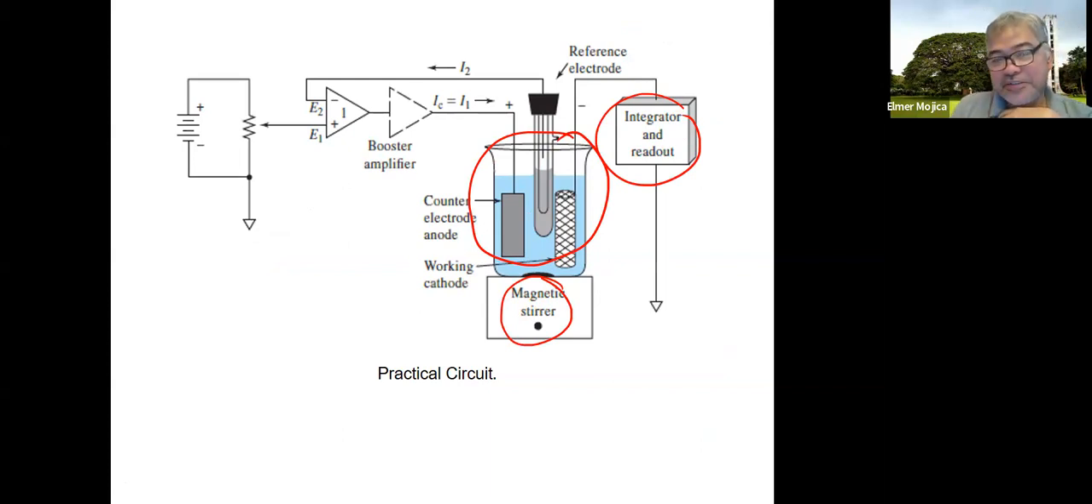So you can include here the variable voltage source of the non-inverting input of the operational amplifier. So they have a booster amplifier there. They supply the high currents that are often necessary, and an integrator and a readout device. The presence of the booster amplifier has no effect on the potential control circuit. So this is what we call a practical circuit.